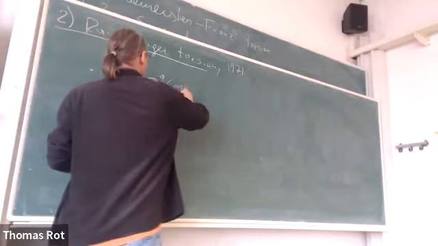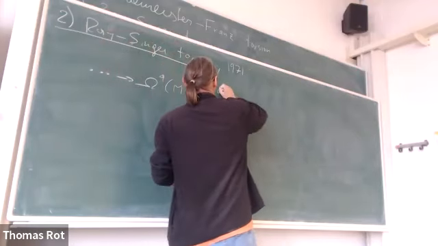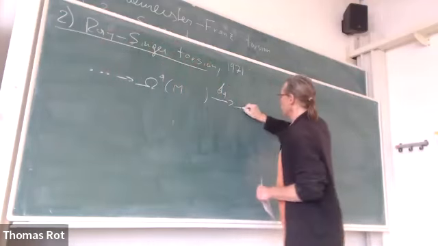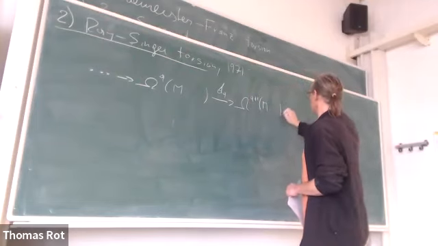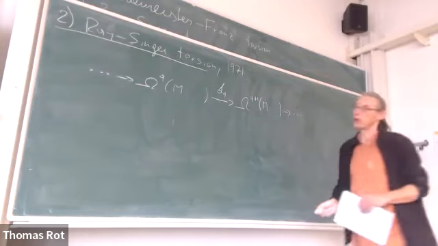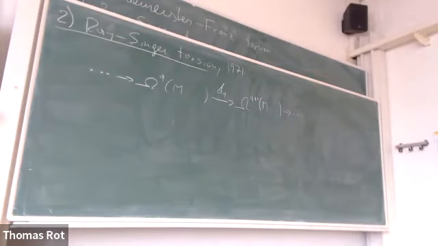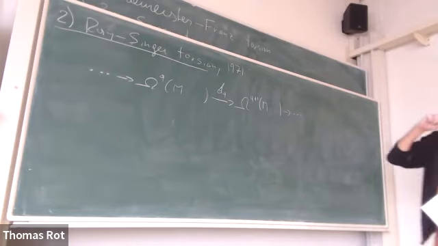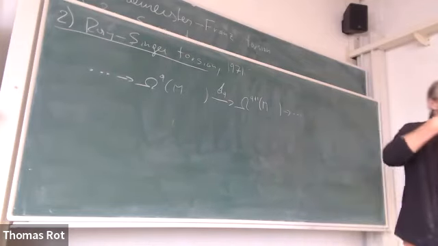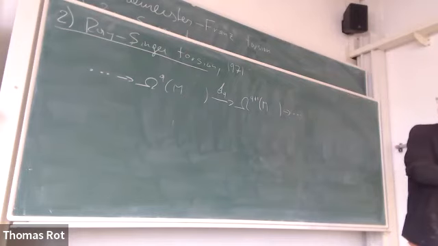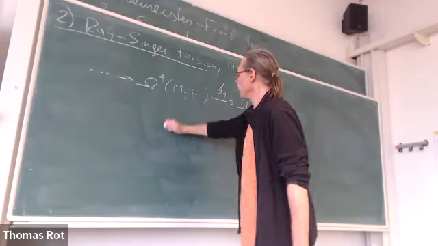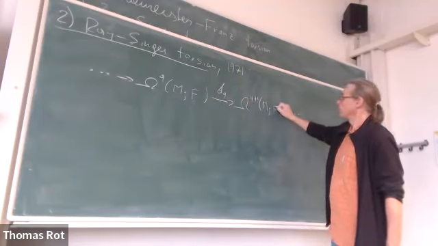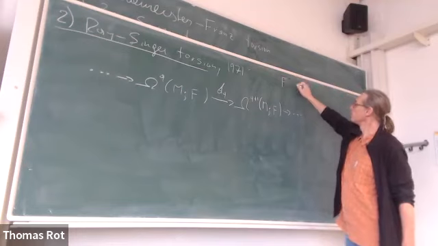2-forms on M, with the differential, then 1-forms on M, and so on. It's well known that the de Rham complex computes the cohomology. Again, we need to get this representation in there. In this picture, the easiest thing to do is to twist with a flat vector bundle. So we twist the de Rham complex with the flat vector bundle F. So F is a flat vector bundle over M.